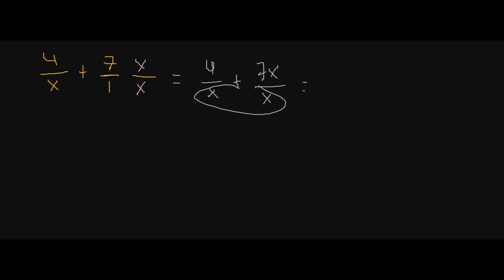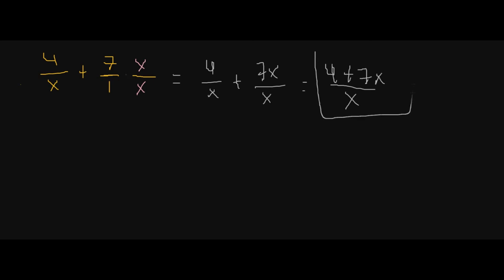Now that we have the same denominators, when we're adding, the denominator stays the same, and we're just going to get 4 plus 7x. And this is my final expression: 4 plus 7x divided by x. We're done. There's nothing much that we can do at this point. You should feel pretty confident that this is your final answer, because the 4 does not have an x. We can't combine like terms. So we're done there.